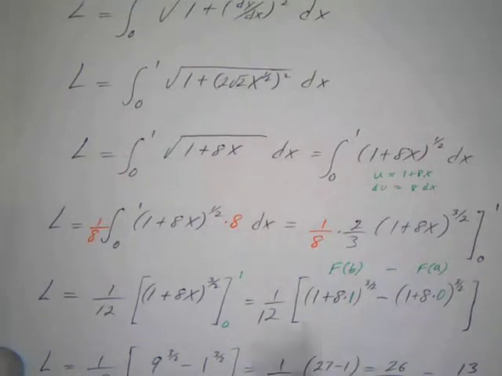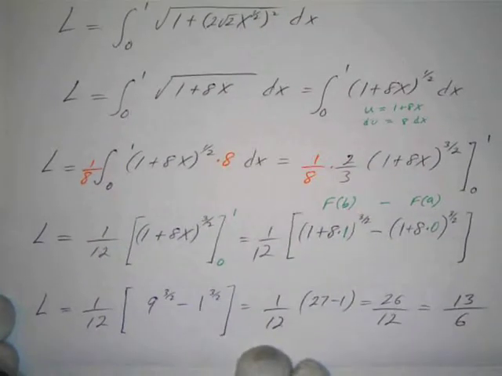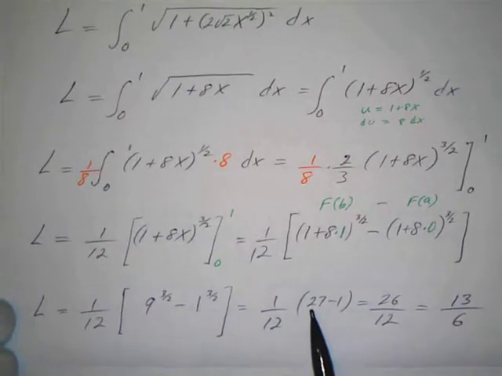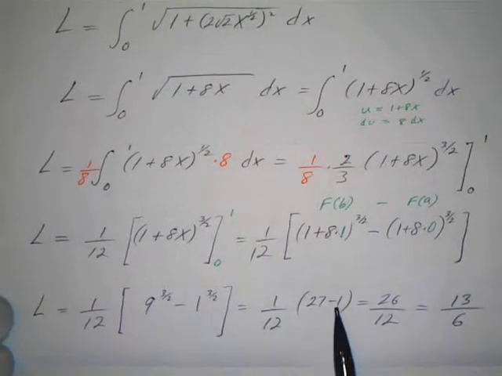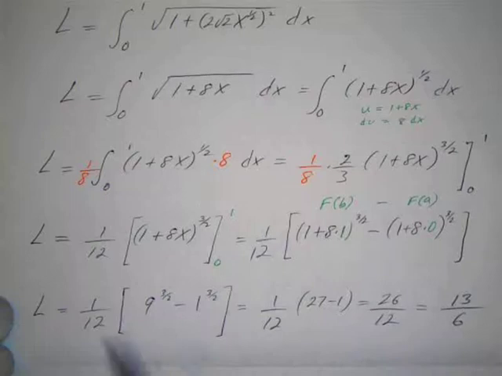Okay, and then 8 times 1 is 1. That's 9. So that's 9 to the 3 halves minus 1 plus 0 is 1 to the 3 halves. It's going to be 1/12, and 9 to the 3 halves is what? 27. 1 to 3 halves is 1. That's 26 over 12. 1/12. And that's 13 over 6. So those are all the details.